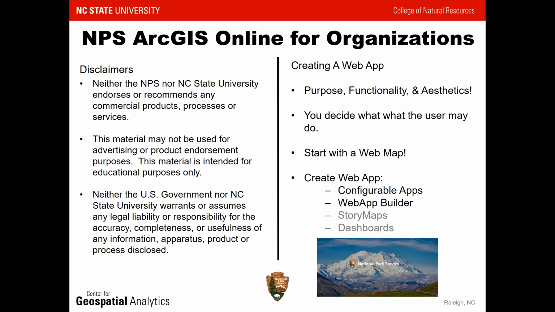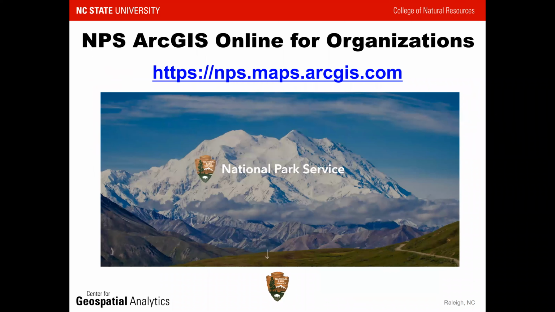Now there's different ways to create web apps, or different types of web apps that you can create in ArcGIS Online. We're going to focus on the configurable apps and the Web AppBuilder. Another very popular application are the story maps and dashboards, but I'm only going to cover these first two, configurable apps and the Web AppBuilder. So just remember how to get to the National Park Service ArcGIS Online for Organizations website, https://nps.maps.arcgis.com, and log in with your PIV card as you normally would with other National Park Service applications.